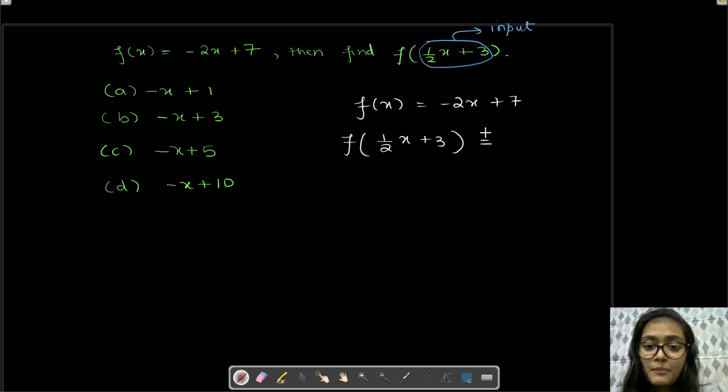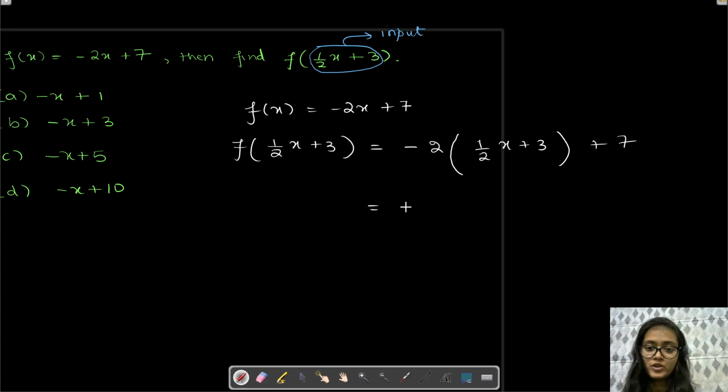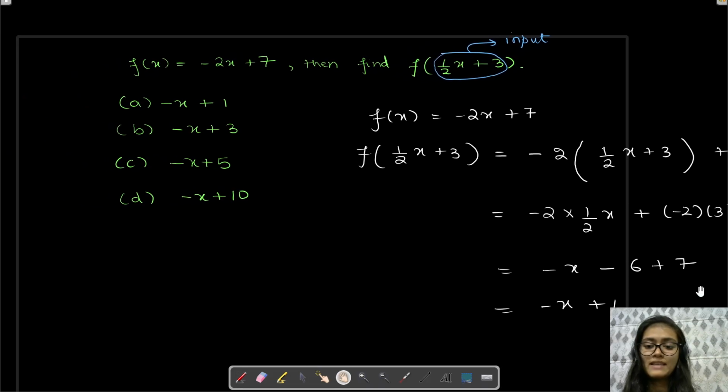Now as I said, wherever you see x on the right hand side, just replace it with this input. So you have negative 2, and in place of x we will write 1/2 times x plus 3, plus 7. Distribute this negative 2, so you get negative 2 times 1/2 of x plus negative 2 times 3 and plus 7. This gives you negative x minus 6 plus 7. Negative 6 plus 7 is going to be plus 1. So negative x plus 1, that's the output. So option A is correct.